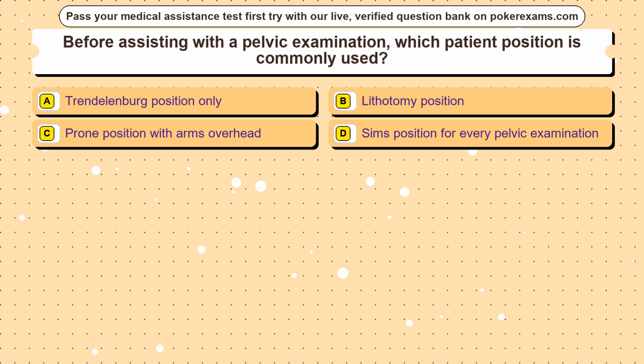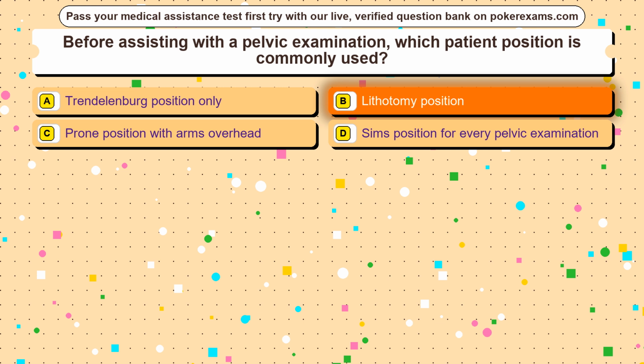Question 3. Before assisting with a pelvic examination, which patient position is commonly used? Option A, Trendelenburg position only. Option B, lithotomy position. Option C, prone position with arms overhead. Option D, Sims position for every pelvic examination. The correct answer is option B, lithotomy position.